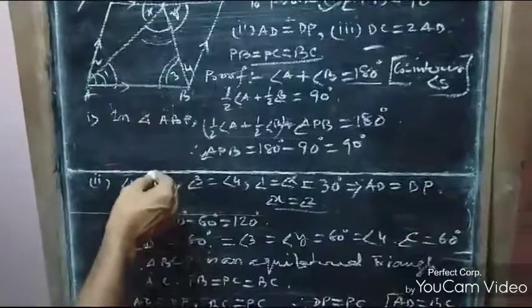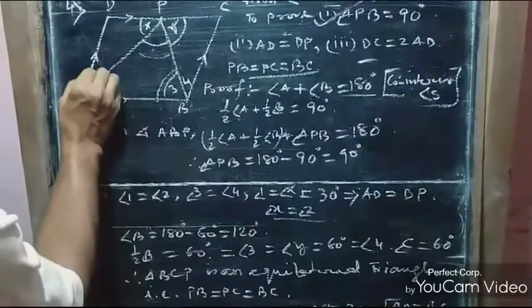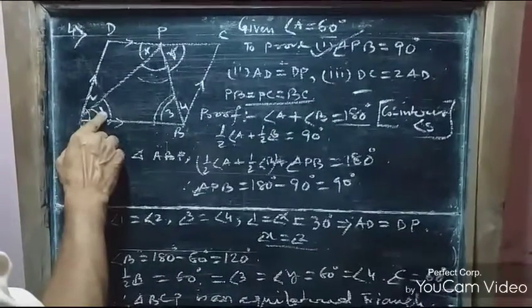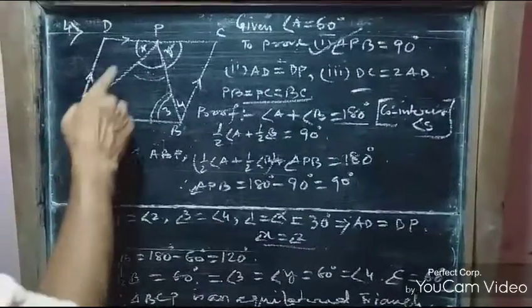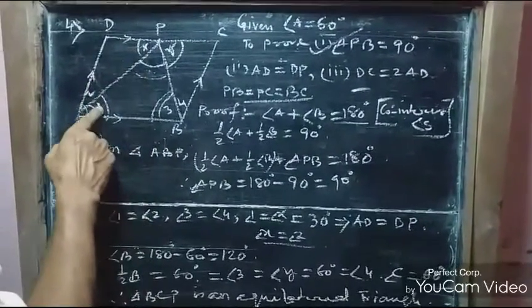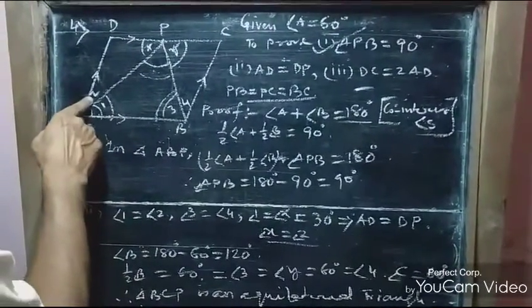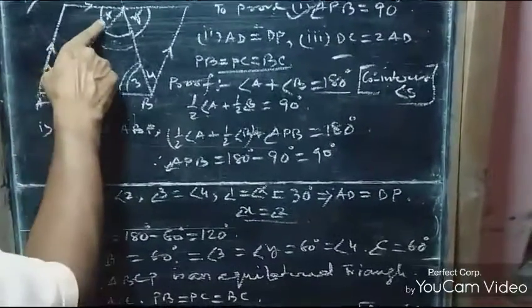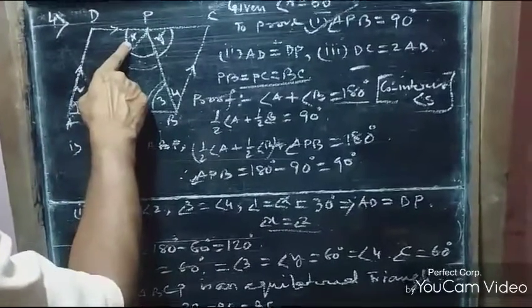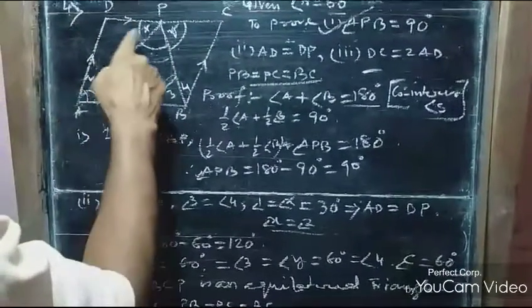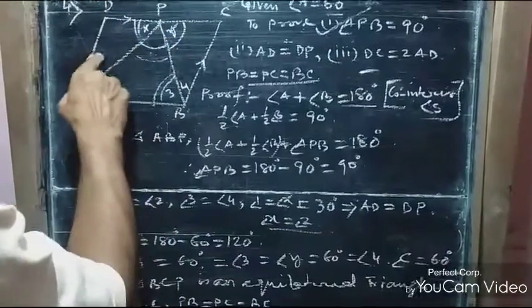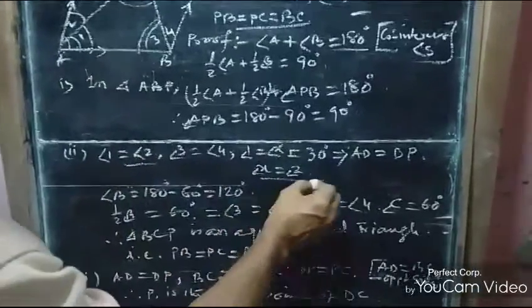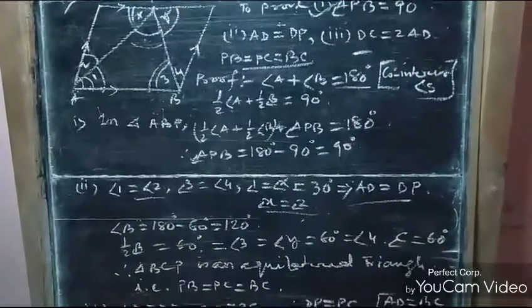Now the second part. Suppose this is the bisector, then angle 1 equals angle X. Angle 1, you know, is 30 degrees. Angle X is also 30 degrees, and angle 1 is also equal to angle 2, since this is the bisector, so this is also 30. Then angles X and 2 are 30 each. So this is a triangle whose two angles are equal, so this is an isosceles triangle, therefore AD equals DP. This is the second part, that is AD equals DP.